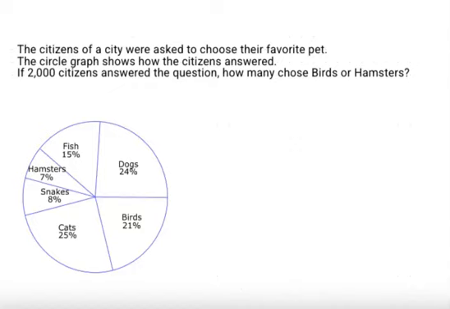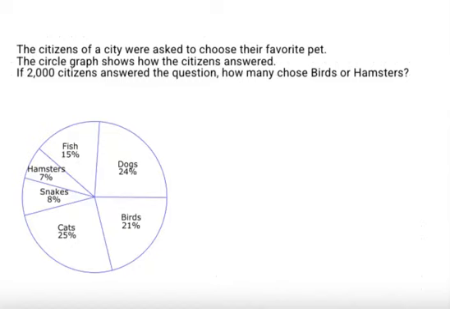This set of video examples will walk you through how to compute various pie chart problems. Okay, so let's take a look at this first example here. Problem number 1. The citizens of a city were asked to choose their favorite pet.